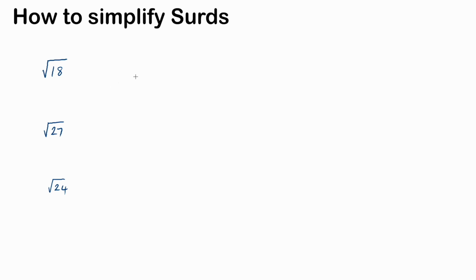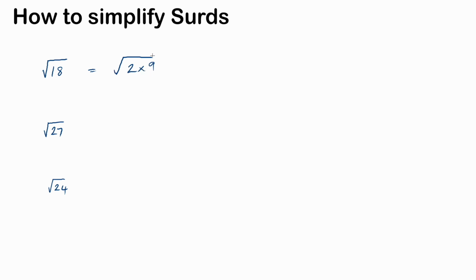Okay, let's look at simplifying surds. So we need to simplify the square root of 18. If we look at this, what we ought to be doing here is recognizing that 18 is an even number, so we know it's a multiple of 2. So we've got 2 times 9. So we know that 18 is 2 times 9.